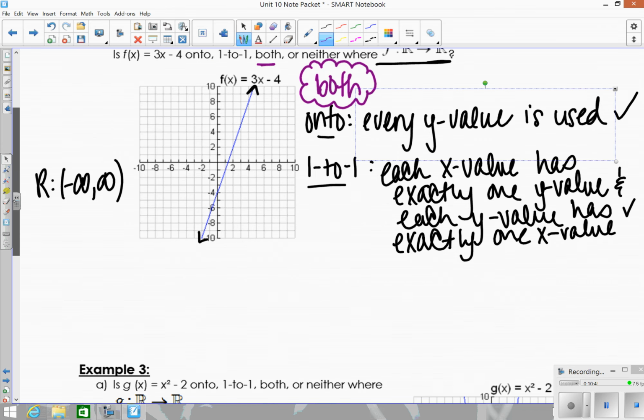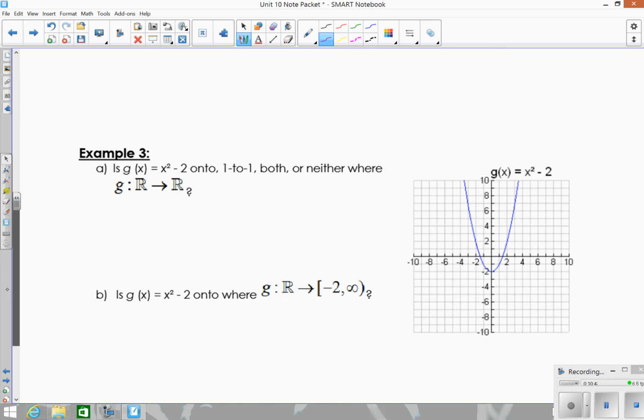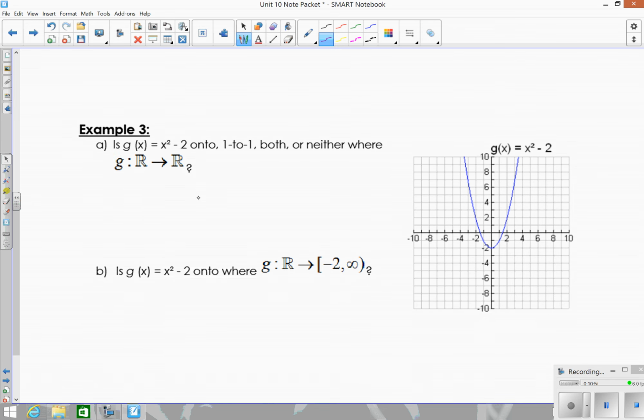So let's look at another example like this. For this one, we want to know, is this function g of x, remember this function g of x has arrows up here, onto, one-to-one, both or neither on this real number to real number mapping. So the first thing you have to decide, is it onto?